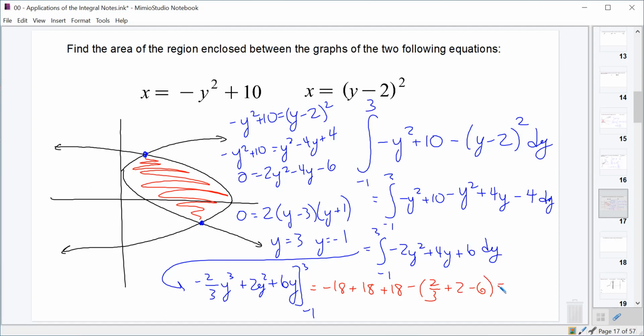So negative 18 plus 18 is 0. Got another 18 there. And then we're going to subtract. It'd be 2 minus 6. So we got 18 minus negative 4, which would be 22. So we've got 22 minus 2/3. That'd be 66/3 minus 2/3, which would be 64/3.